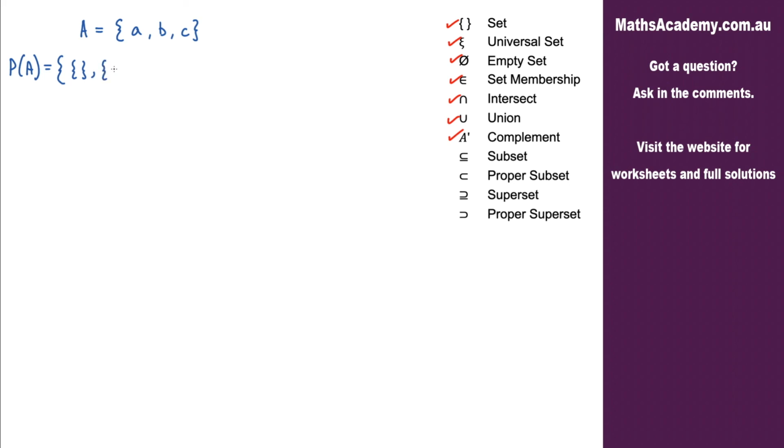We could then have a set containing just A, a set containing just B, and a set containing just C. We could also have one containing A and B. We could have one containing A and C. We could also have B and C. And then the last one is the set A, B, and C. And then just finish off with that final curly brace.